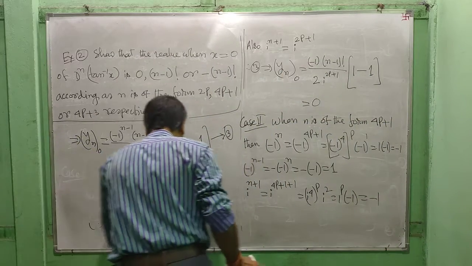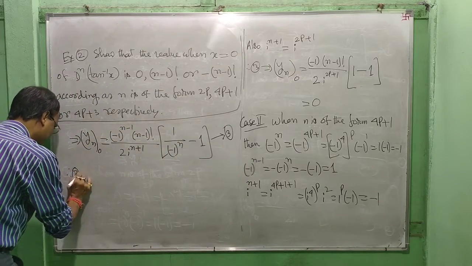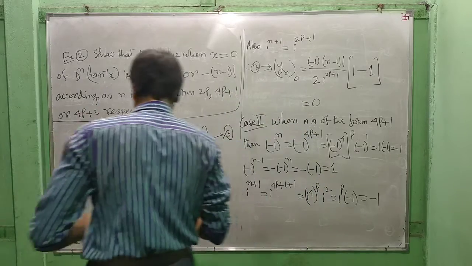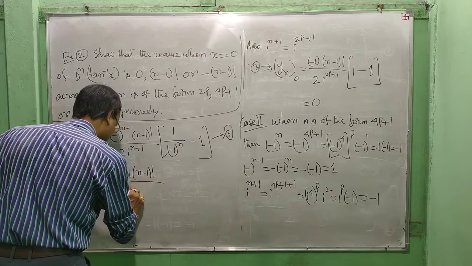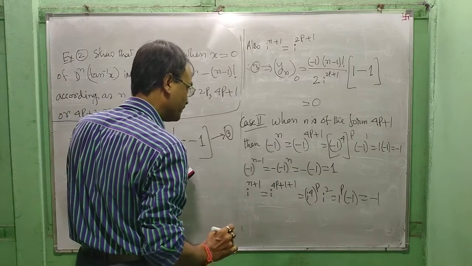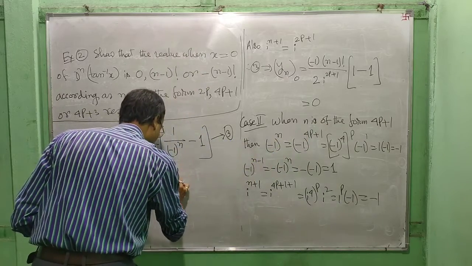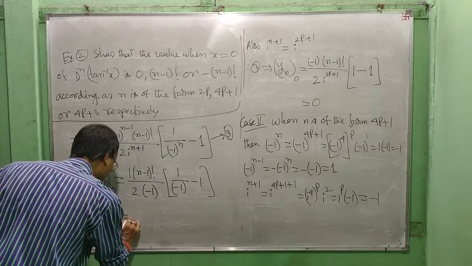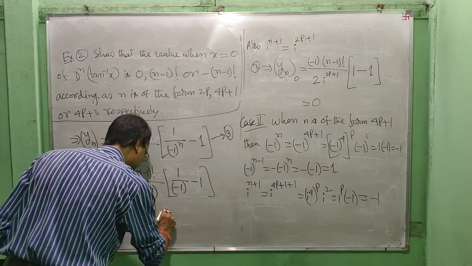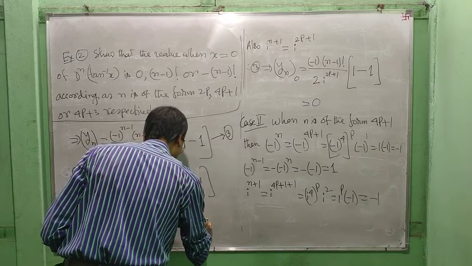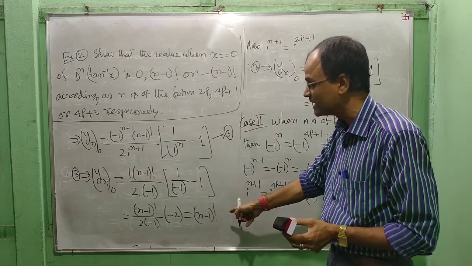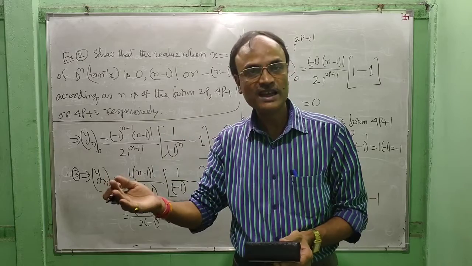Therefore, from 3 you will get y_n(0) is equal to (-1)^(n-1) into (n-1)! divided by 2 times i^(n+1), which is -1. So it is (n-1)! divided by 2 into -1, here it is -2, which is equal to (n-1)!. Therefore, y_n(0) is equal to (n-1)! when n is of the form 4p+1.